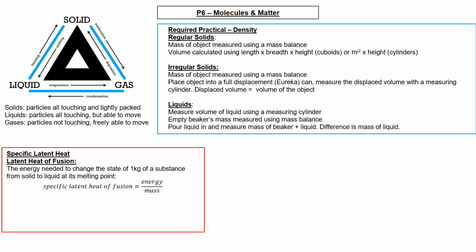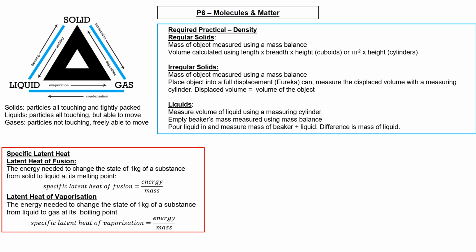Now, specific latent heat. Latent heat of fusion, energy needed to change the state of 1 kilogram of substance from solid to liquid at its melting point. That's given this equation here. Specific latent heat of fusion equals energy over mass. Latent heat of vaporization. These are just fancy terms. Don't worry too much about them. This is the energy needed to change the state of 1 kilogram of a substance from liquid to gas at its boiling point. Again, specific latent heat of vaporization, energy over mass.